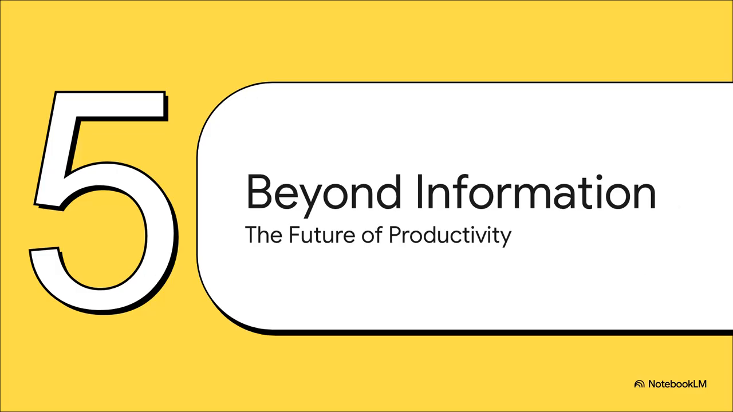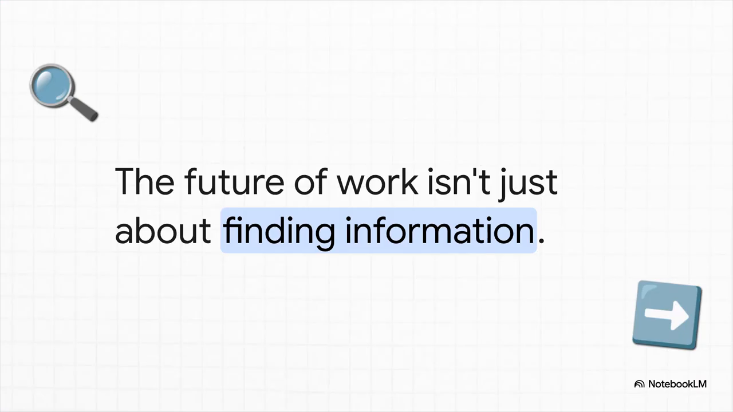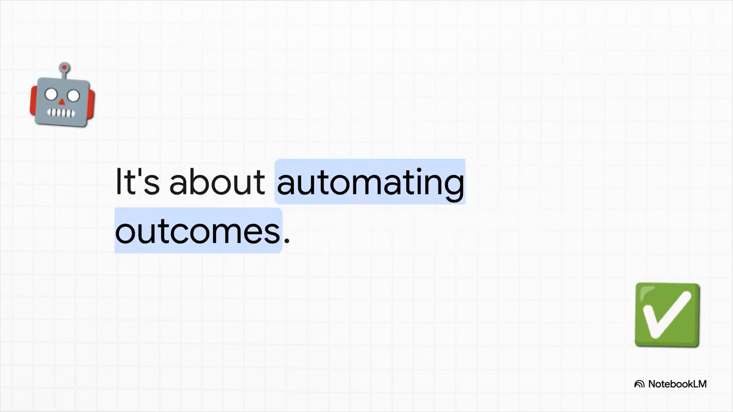So when you step back and look at all this, what does it really mean? Well, it points to a pretty fundamental shift in how we should be thinking about productivity and AI. The future of work, it isn't just about finding information faster. I mean, we've had search engines that do that for decades. The real future is about automating outcomes. You know, it's the difference between an AI giving you a list of ingredients versus an AI that actually bakes the cake for you. That is the huge leap that AI agents like Perplexity Labs are trying to make.